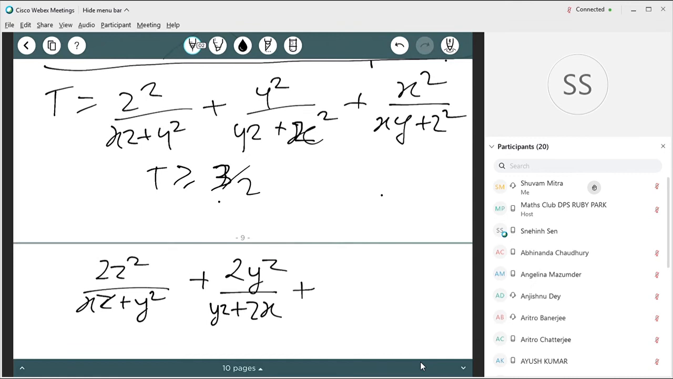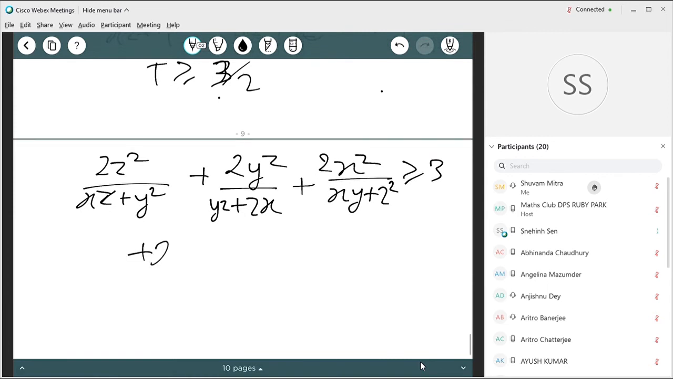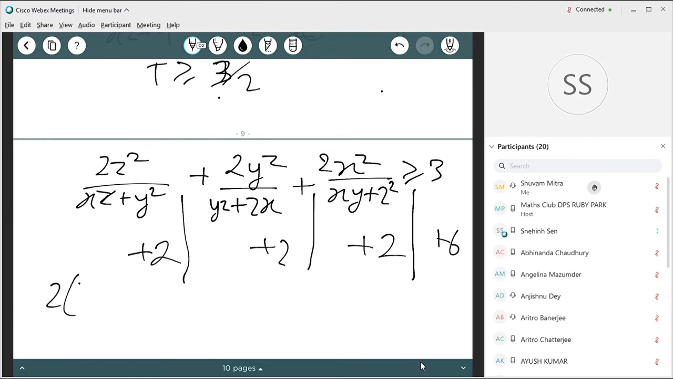This is equivalent to our given inequality, right? Yes, it's the same thing. So we haven't achieved anything great over here. But let's add it to everywhere, that would make it better. And over here, plus 6. So what do we get? It's 2z squared plus xz plus y squared.